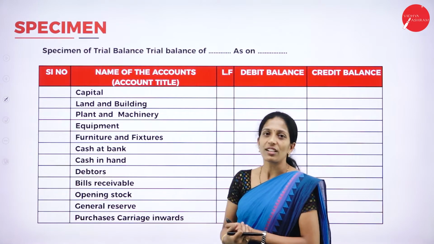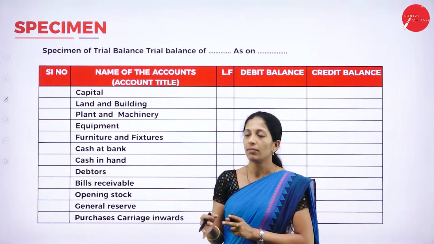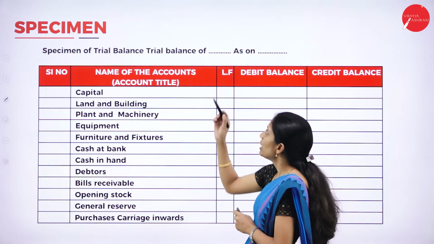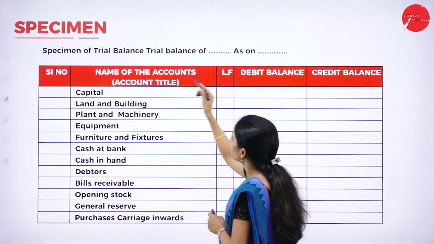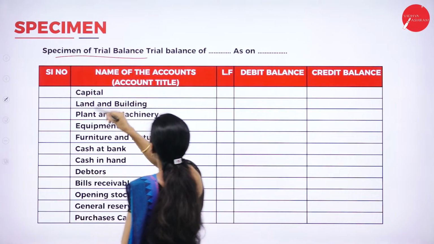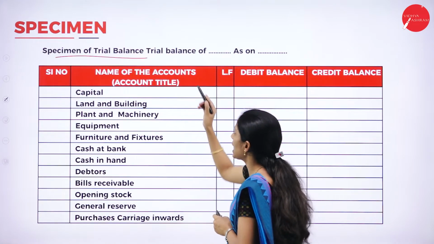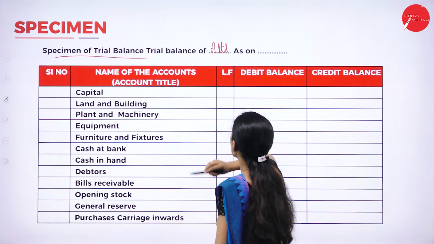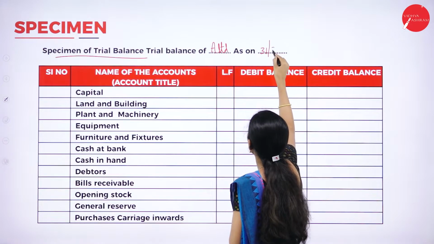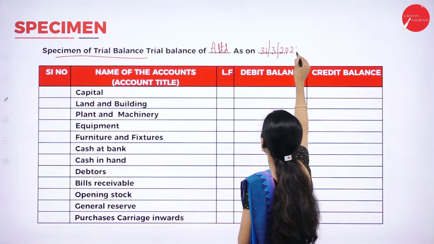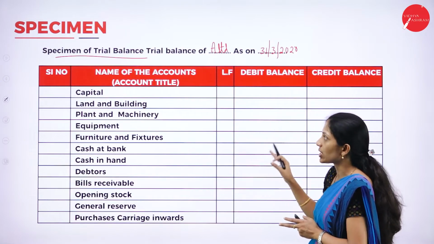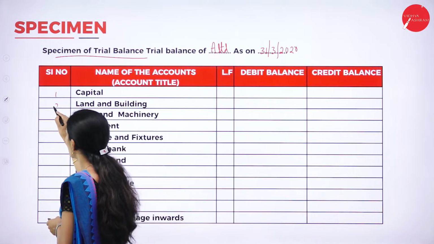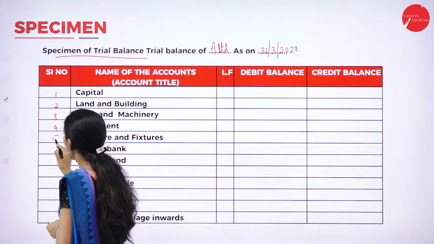Now, moving on to the next concept, let us see a specimen of the trial balance. So, how we have to write, as I told you, the trial balance of. This is a specimen where you can write the heading as trial balance of A Limited as on 31st March 2020. So, this will be the heading and this is just a specimen here. As I told you, you will write the serial number: 1, 2, 3, 4, 5 and it continues.